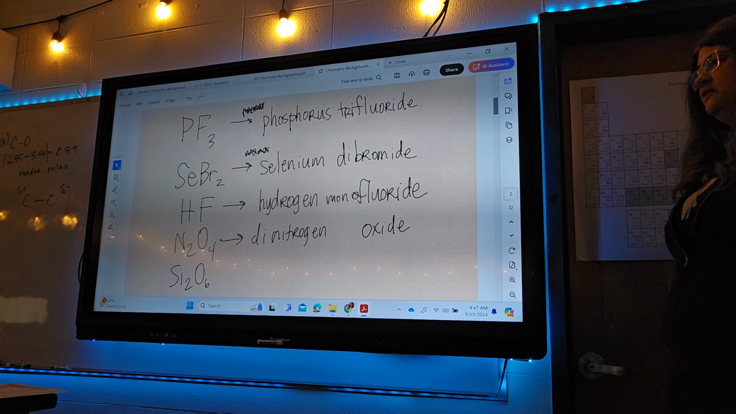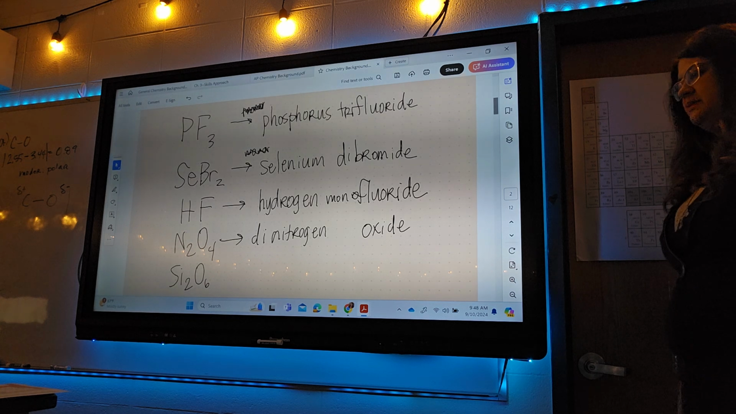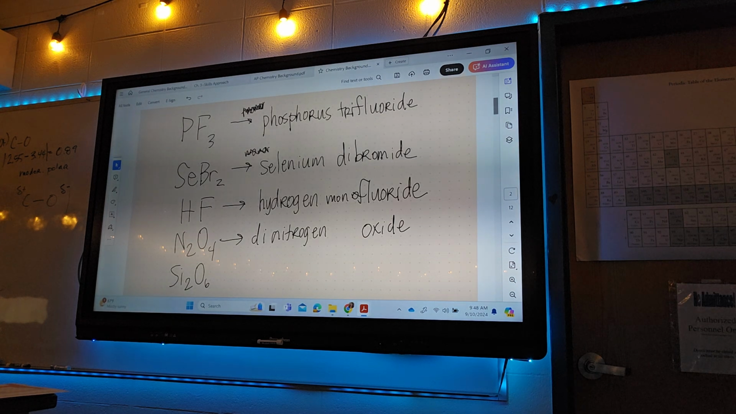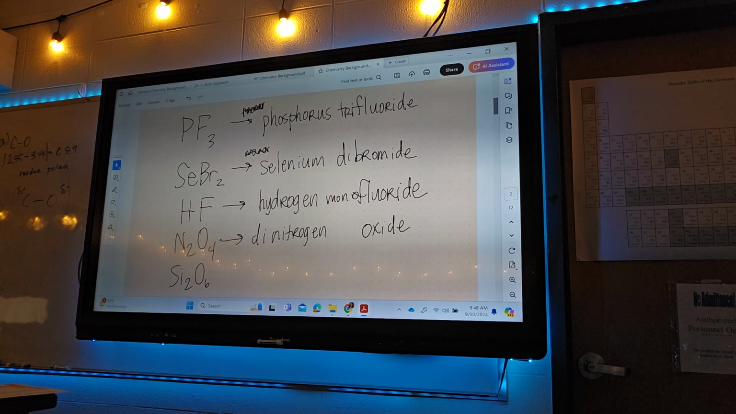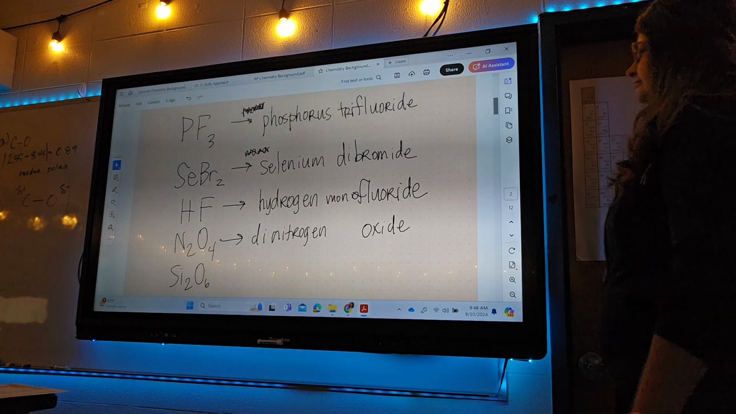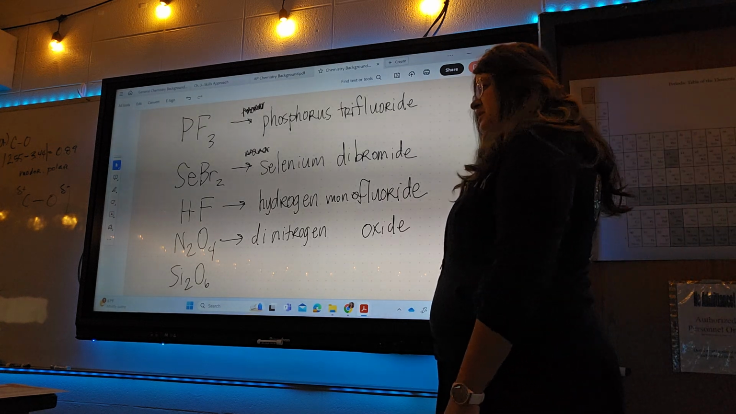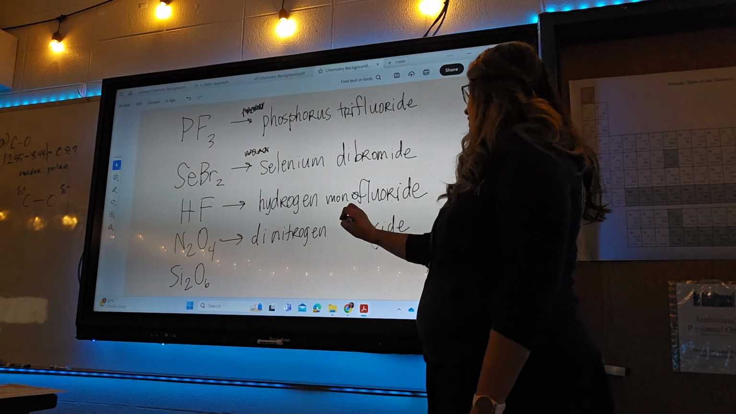Why do we leave it on if it's di? We only take it off if it's mono. And frankly, I think that makes it more confusing, but I think that chemists, when they were devising this, were like, oh, we don't need to write mono because everyone will just assume we mean one. And then what's the prefix for the oxygen? Tetra.